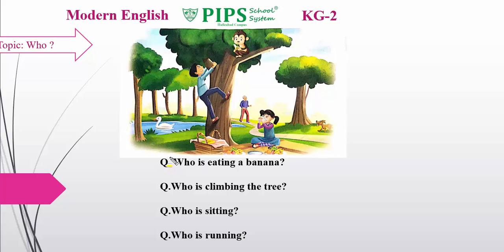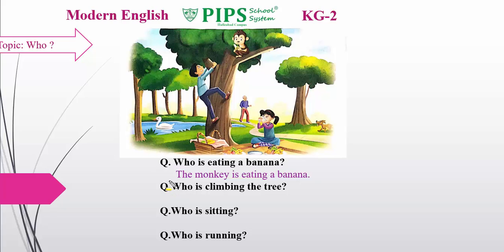So first question is who is eating a banana? केला कौन खा रहा है? Look at the picture. The monkey is eating a banana. So the answer is the monkey is eating a banana. बंदर केला खा रहा है.